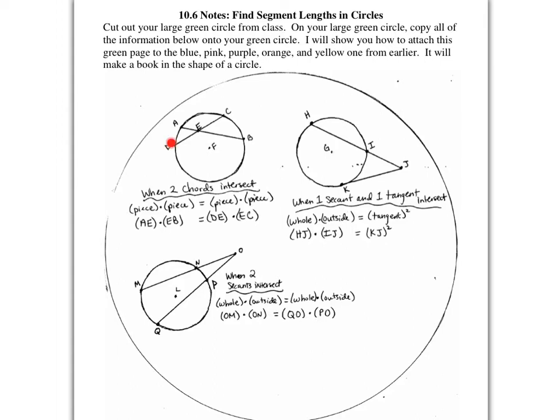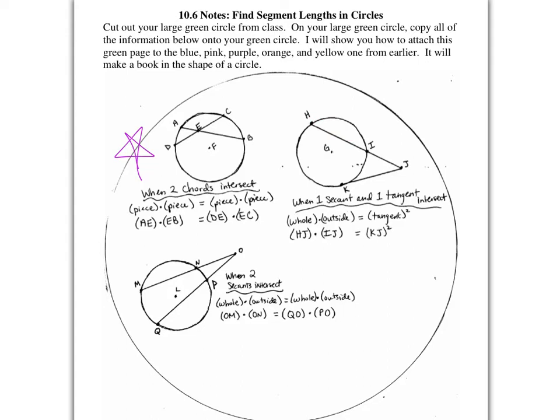And the first one is if we have 2 chords going through our circle and they intersect, then we're going to take the piece times the piece, and then it's equal to the piece times the piece. So that's what we're going to be seeing over and over and over again. That one's probably the most common one you're going to see, so you might want to put a big star by that question. All right, so the next one is if we have a secant and a tangent.